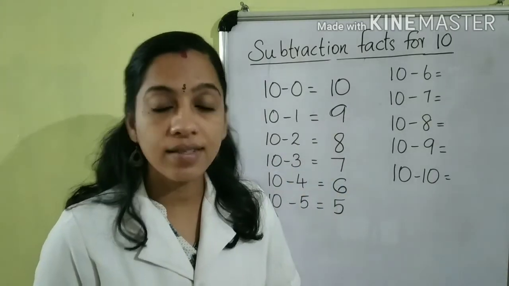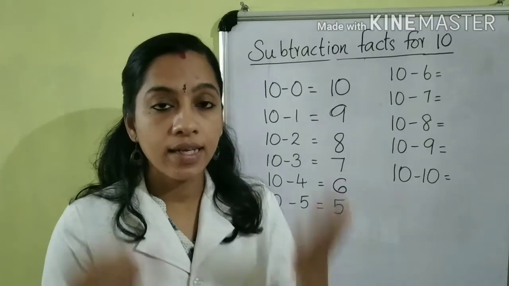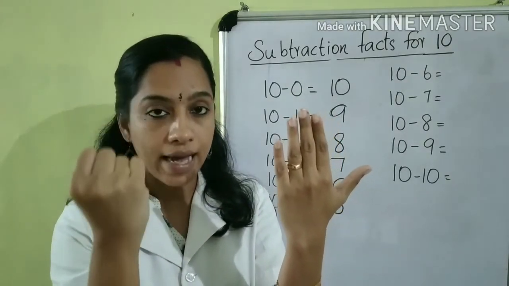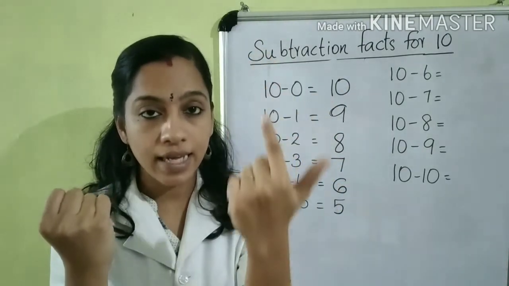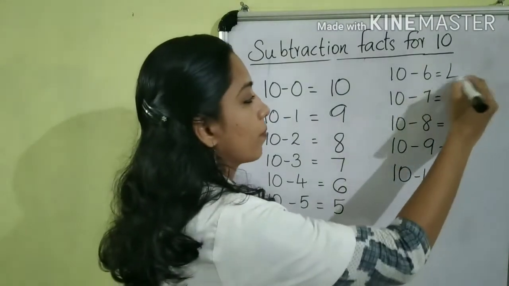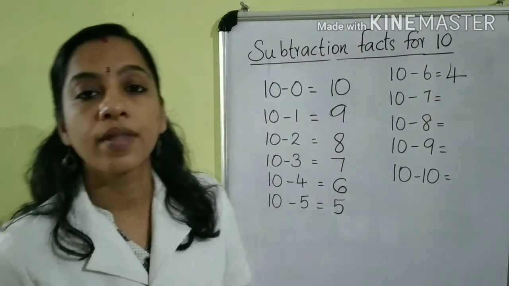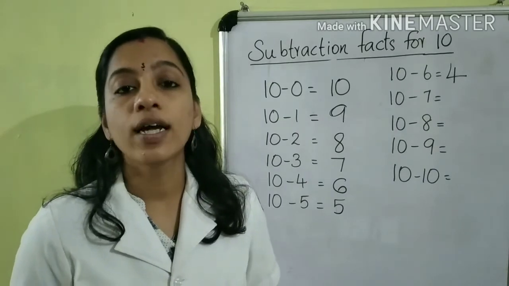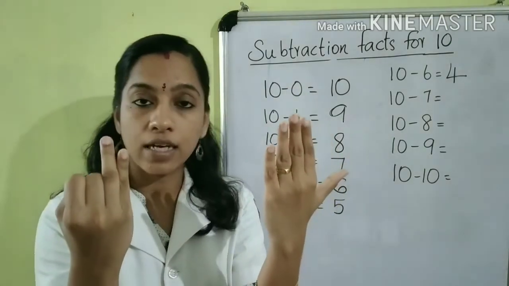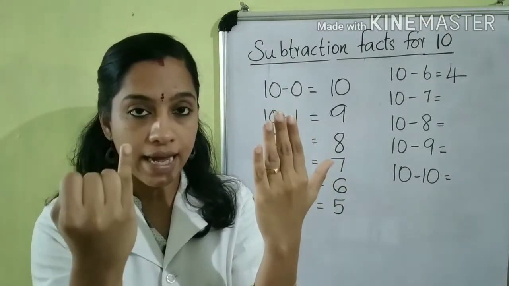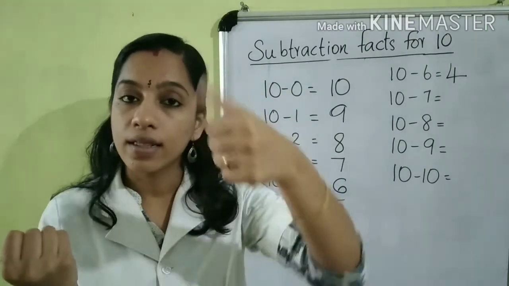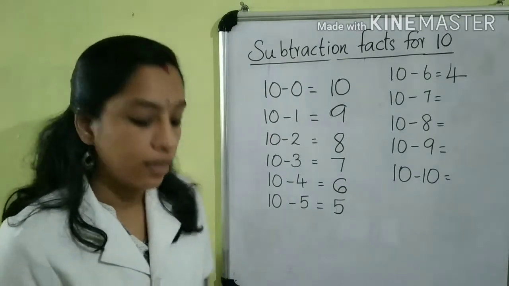Next we have to subtract 6 from 10. So we can take 6 fingers. Then count backward from 10. That is 9, 8, 7, 6, 5, 4. So what will be the answer? 4. Then we have to find out 10 minus 7. So we have to take 7 fingers, then count backward from 10. That is 9, 8, 7, 6, 5, 4, 3. So what will be the answer? 3.